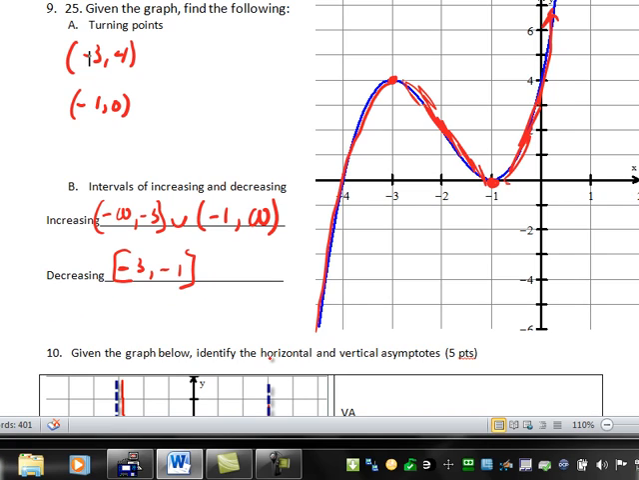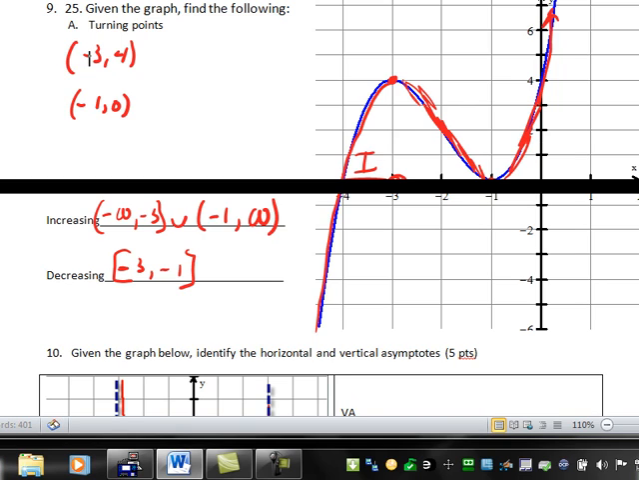So again, I'm going from increasing, and all I care about is the x. I'm looking at the x intervals. So it's increasing from negative infinity all the way up to negative 3, and then from negative 3 to negative 1, we're decreasing, and then from negative 1 all the way to infinity, we're back to increasing. So again, increasing on this interval, decreasing, and then back to increasing.